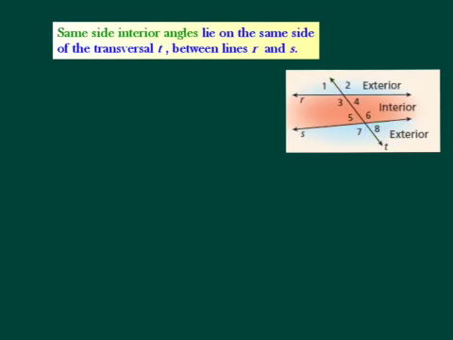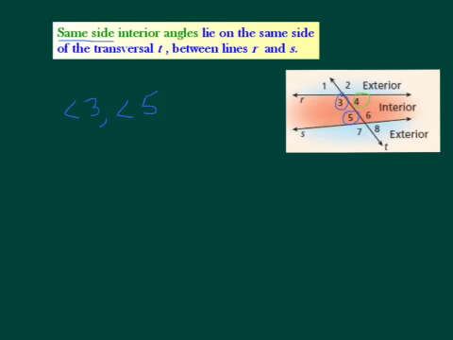Perfect. The last set of angle pairs we'll look at today are same side interior angles. Let's break down that name. Same side, of course, it's going to mean they're on the same side of the transversal, and they're interior. They're on the inside of lines R and S. So if we pick angle 3, then angle 5 is going to be its same side interior angle pair.